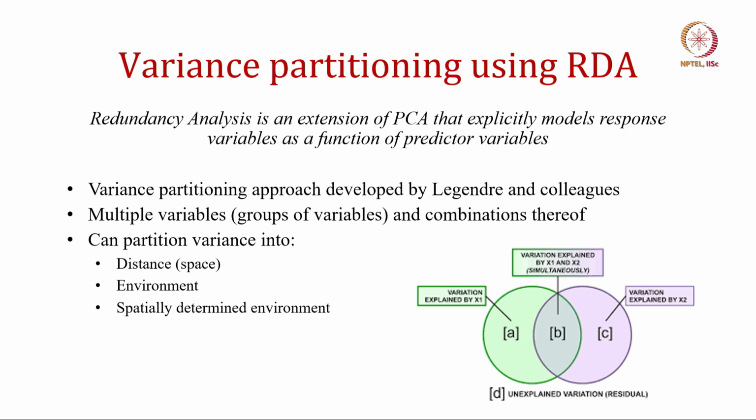But there is an additional component: environment itself tends to be spatially correlated, and so we can also tease out the component that is spatially determined environment. These different approaches are now getting us to answering those questions that we have about what's driving the differences in composition, and those predominant mechanisms being dispersal or distance, and niche or environment.